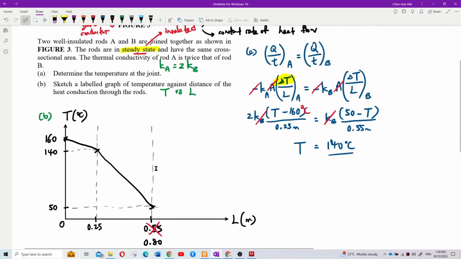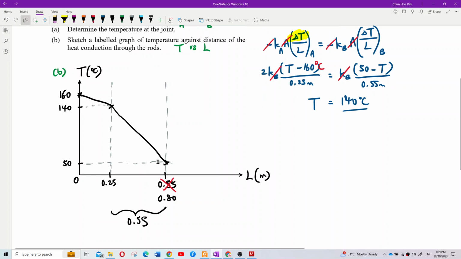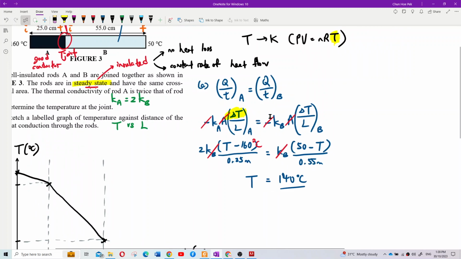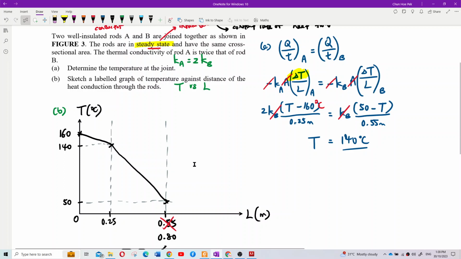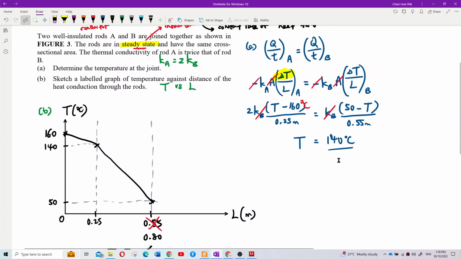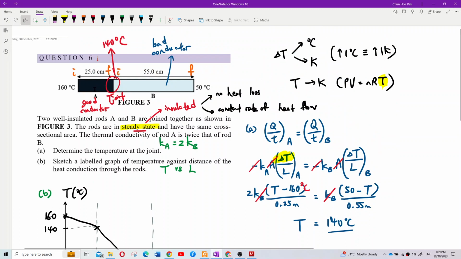Do you see which one has a bigger gradient? Good conductor or bad conductor? Which one is a good conductor? A is a good conductor because its thermal conductivity is 2 times that of rod B. The thermal conductivity of A is twice the thermal conductivity of rod B. That means A is a good conductor, B is a bad conductor.